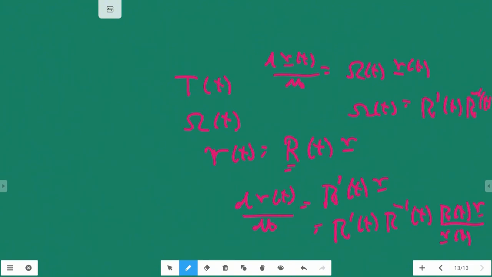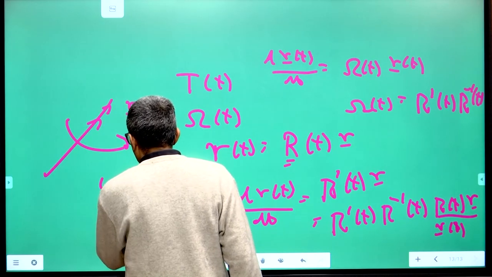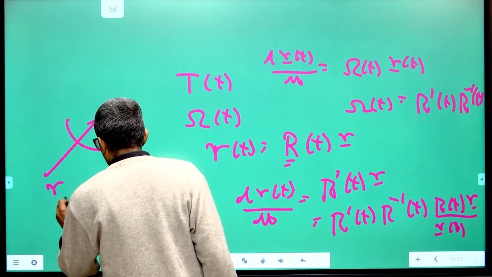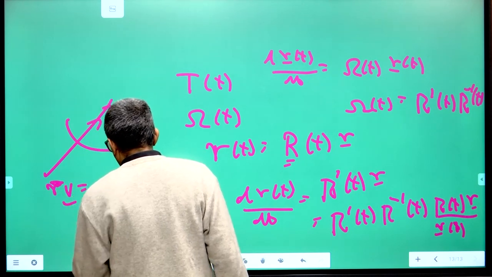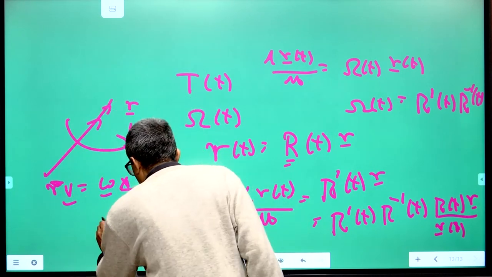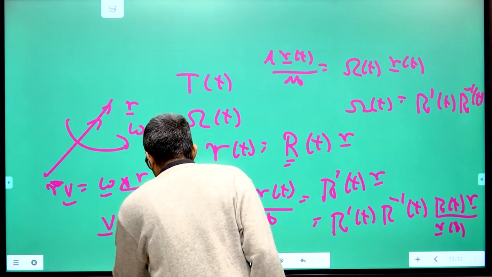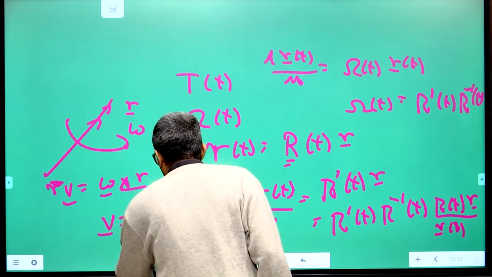So this is a 3x3 matrix, but you already know that if a point moves around an axis with an angular velocity of omega, and r is a point, then its velocity is given by omega cross r. Okay, v can be written as omega cross r, or in matrix vector notation, it can be written as omega times r, where omega.